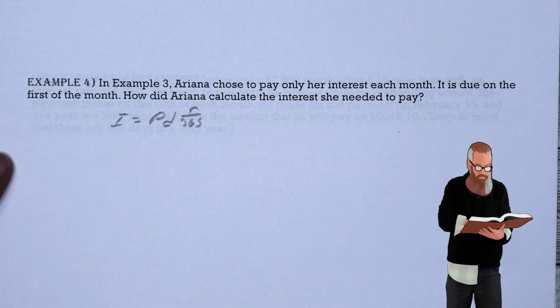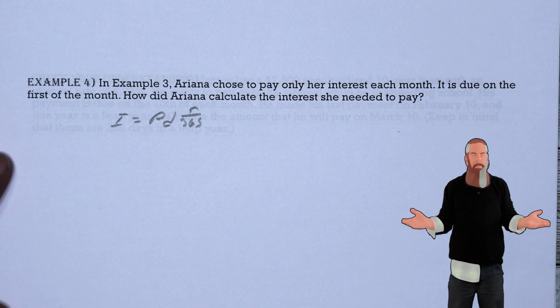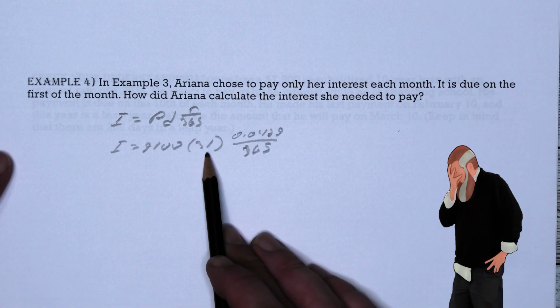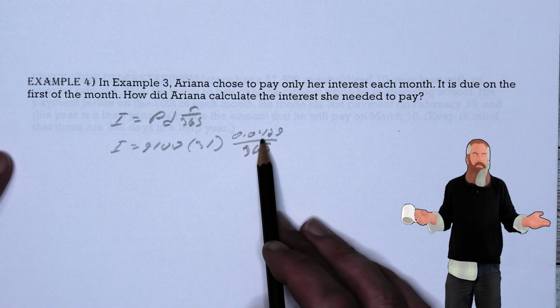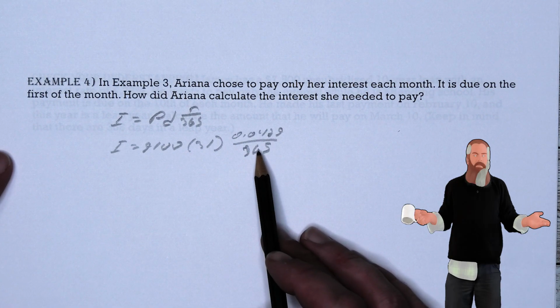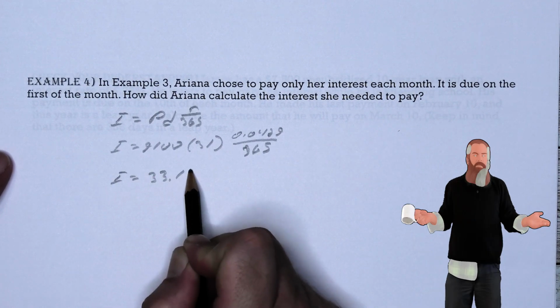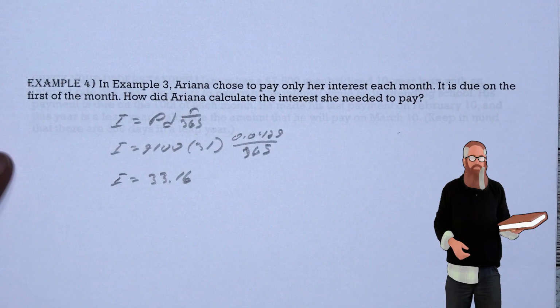Suppose Ariana made interest payments for March 1st. Her next interest payment would be due on April 1st, which is 31 days from the last payment. So she would do $9,100 times the 31 days times the interest rate of 0.0429 divided by 365. This would give her an interest of $33.16. She should make that payment for March.